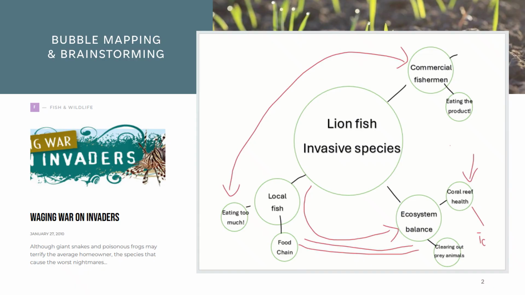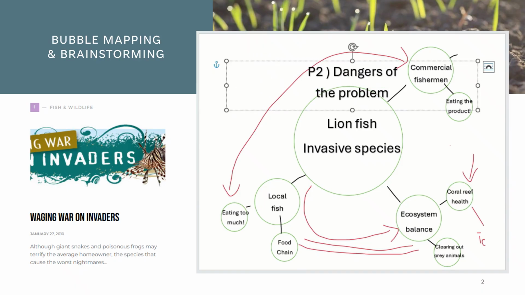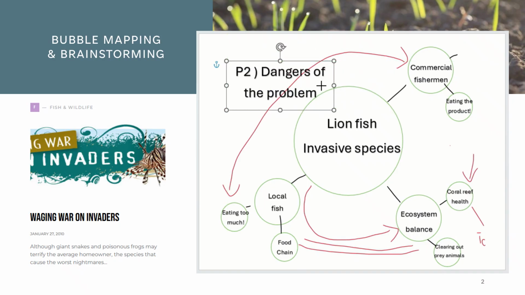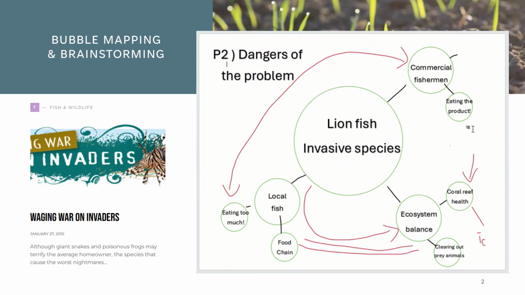Now, the biggest thing to recall too is that this is mostly going to be your paragraph 2, your dangers of the problem. So we've got a ton of information here in this little bubble map, but basically we only have the second paragraph to talk about it. So there's no way that we're going to be able to talk about all 3 of these arms. So ultimately you need to choose one or combine 2 of them. And I think this idea of local fish or ecosystem balance seems to be the most useful.